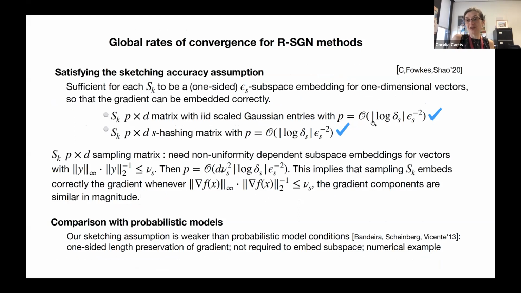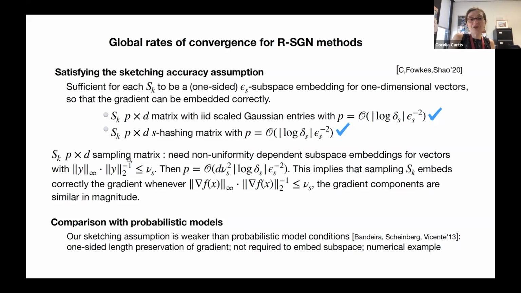So in other words, I can have a fixed block size, a fixed value on a fixed P, okay? That's a constant. There is no dimension dependence there. And the same with hashing. So we have nice subspace embedding properties, and we can correctly embed 1D vectors for small size S_k's.